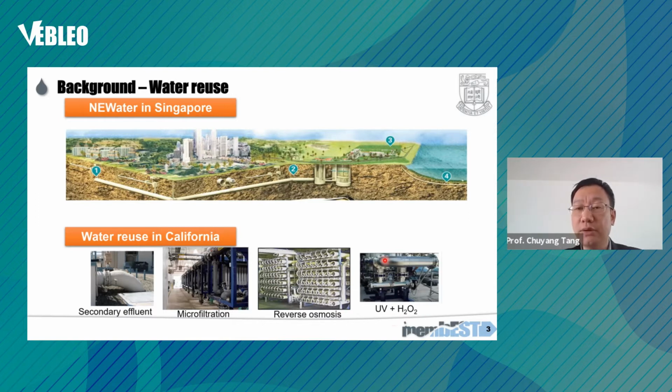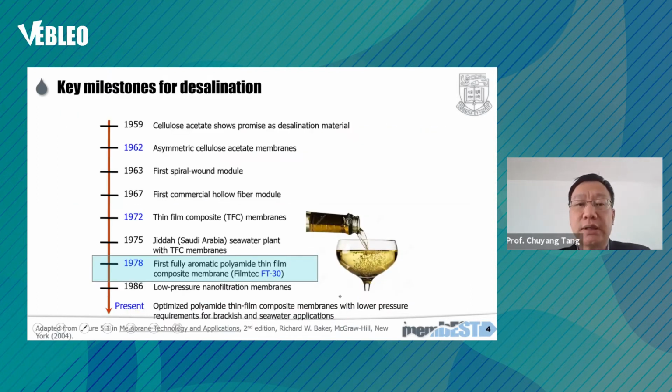But if you look at all these processes, whether you're talking about desalination or water reuse, the heart of the technology is reverse osmosis. Now, reverse osmosis actually is a very old technology. If you look at where reverse osmosis started, it's 1959. The first reverse osmosis membrane was demonstrated.